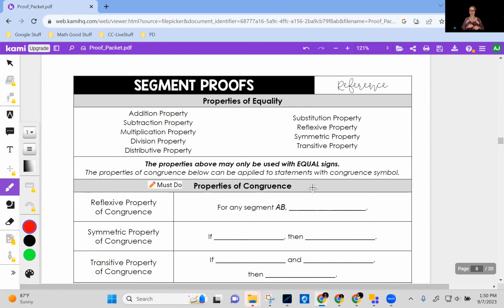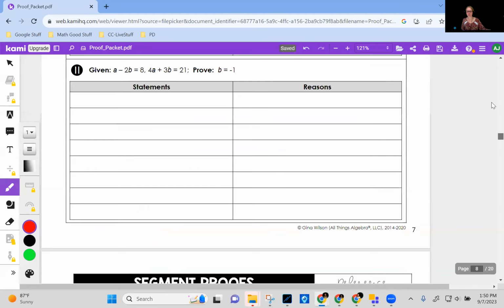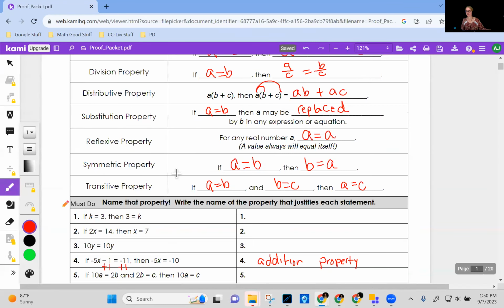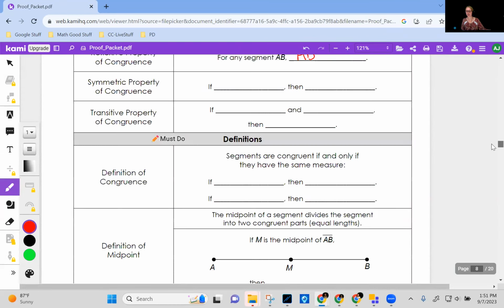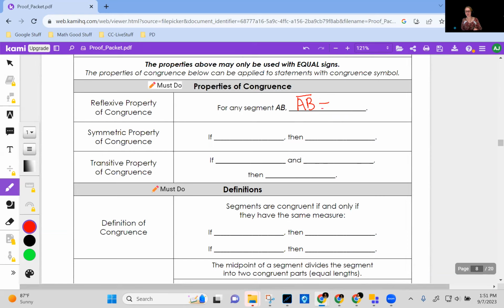There we go. Okay, so for any segment AB, we can say that AB, remember reflexive, let me come back up here and show you what it means for equality. Reflexive for equality means that this is equal to itself. Okay, so the same thing really applies for the reflexive property of congruence. We can say that AB is congruent to itself.